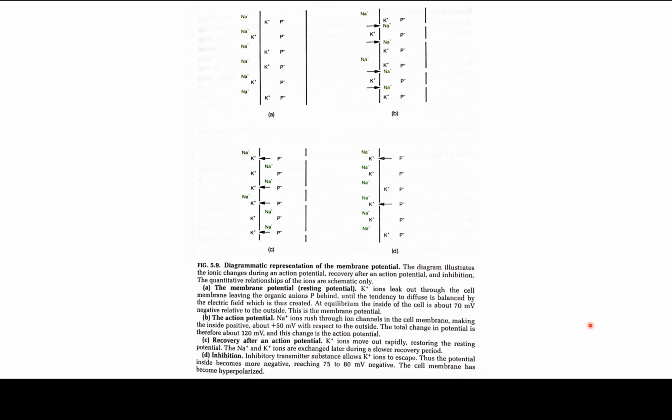The essential cause of membrane potential is the relative permeability of the cell membrane to potassium ions and its relative impermeability to sodium ions. Because potassium cations can pass through the membrane relatively easily from their high concentration within the cell, they leak rapidly from the cell, leaving the organic ions behind. The leakage of potassium ions continues until the tendency to diffuse is balanced by the electric field which is created by the residual organic ions.